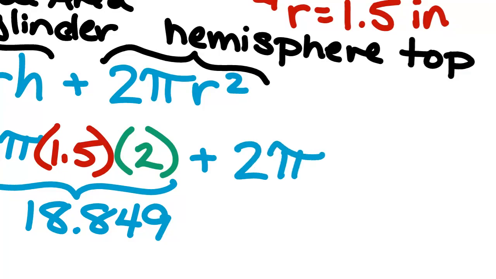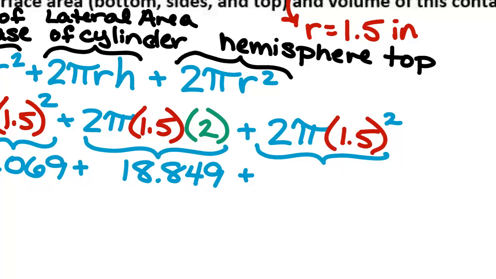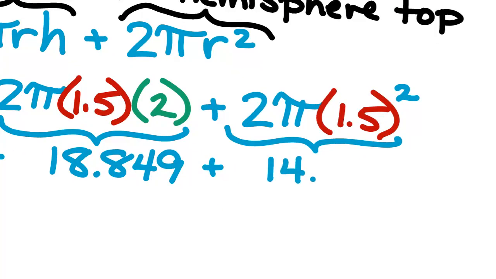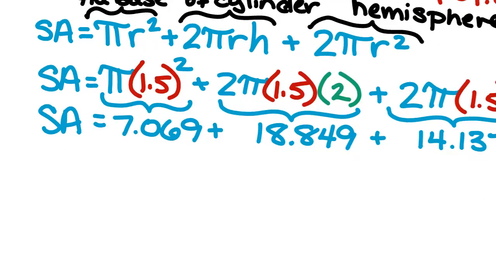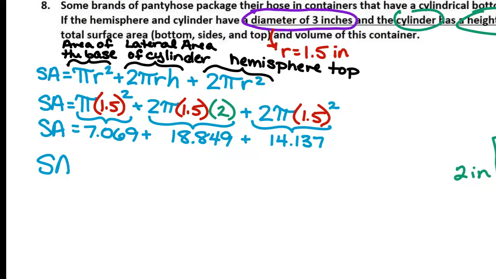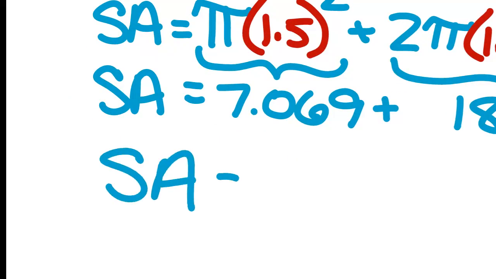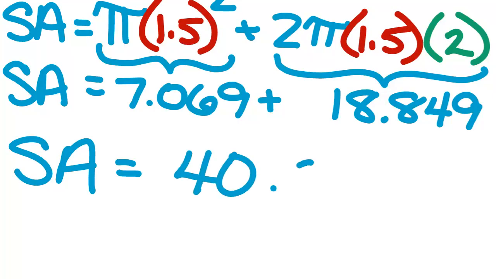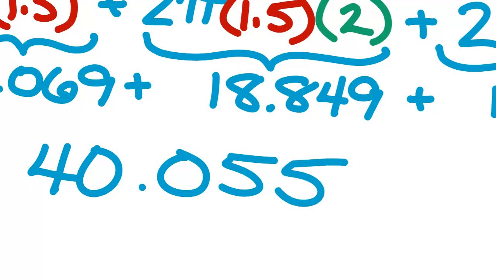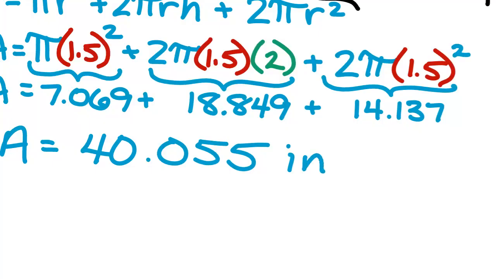plus 2 pi times my radius of 1.5 squared. What do we get for just that part? 14.137. Then we add all 3 of those together to get our total surface area. What is our total surface area? You said 40.055? Surface area is 40.055. What kind of units should we put with that? Inches squared, yes.